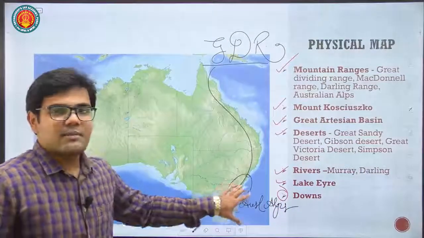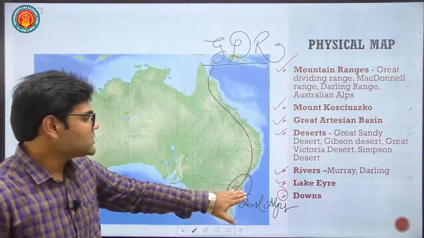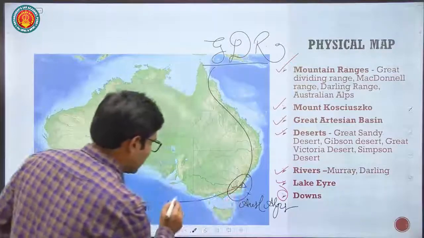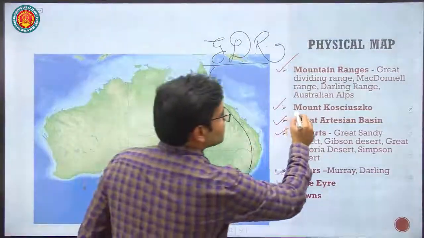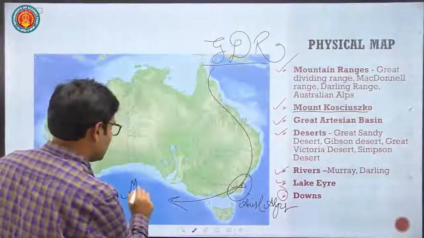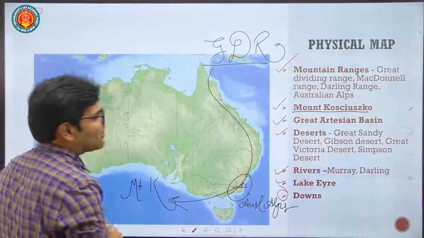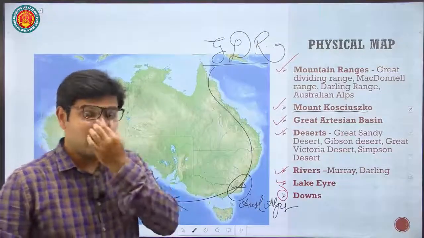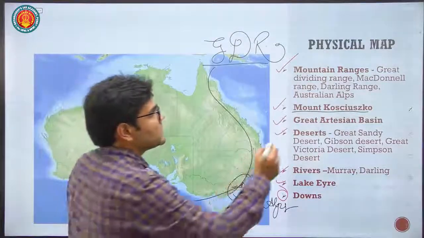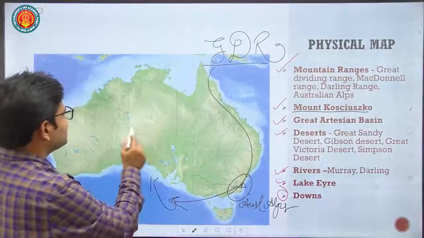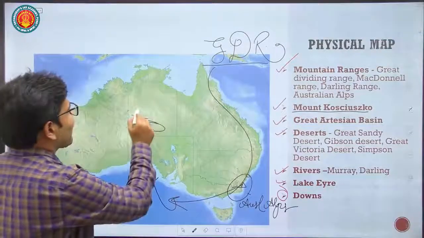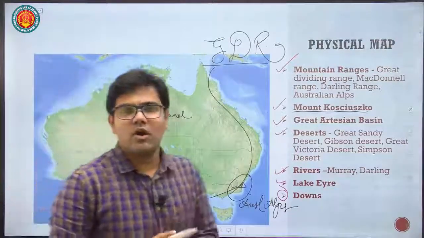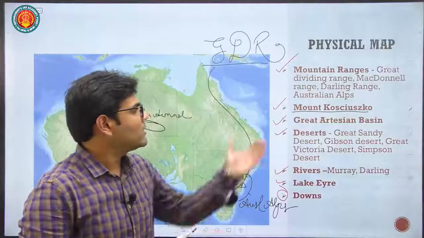Australian Alps are present in the southern direction, and in the Australian Alps we have one peak. That peak is the highest peak of Australia, and the name is Mount Kosciuszko. So Mount Kosciuszko is the highest peak in Australia. Then we have McDonnell Range, somewhere here in the middle. There are n number of mountain ranges in Australia, but not all are important, so we are covering only the important mountain ranges.